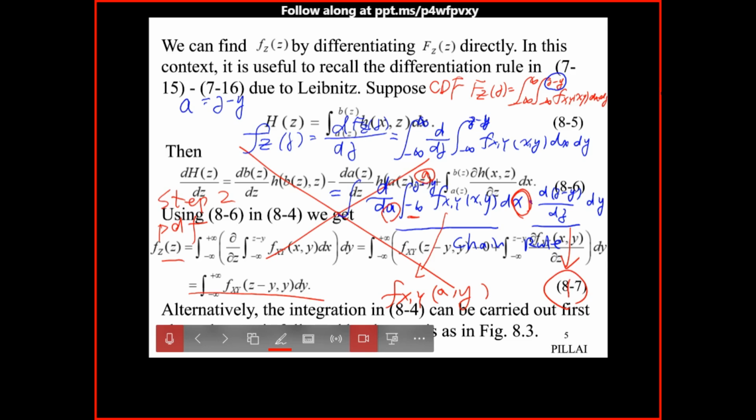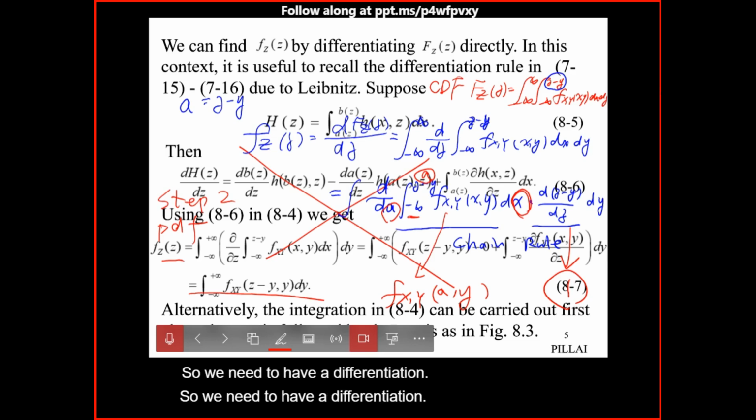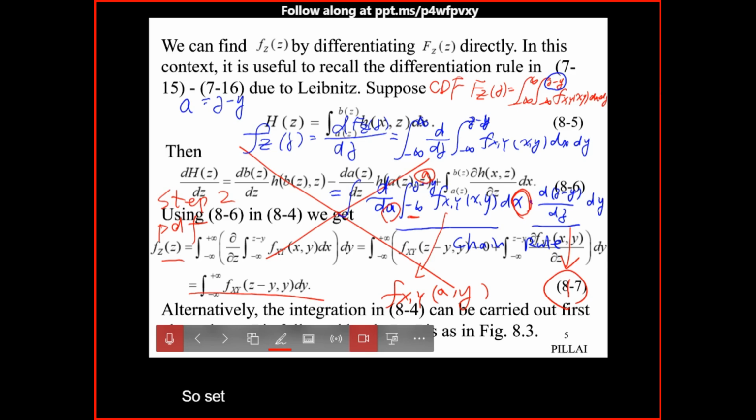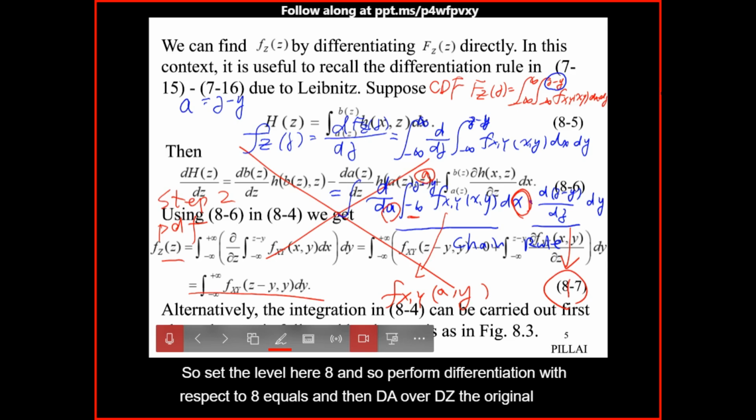So we need to have a differentiation with respect to z. And z, where we have a z here. So for y, actually, serving as a constant. So it won't be necessary. So differentiation, we just differentiate the inner part. And right now, differentiation with the inner part, we need to perform chain rule. So set the variable here, A, and perform differentiation with respect to A first, and then dA over dz, the original variable. So here it's 1, no problem, right?